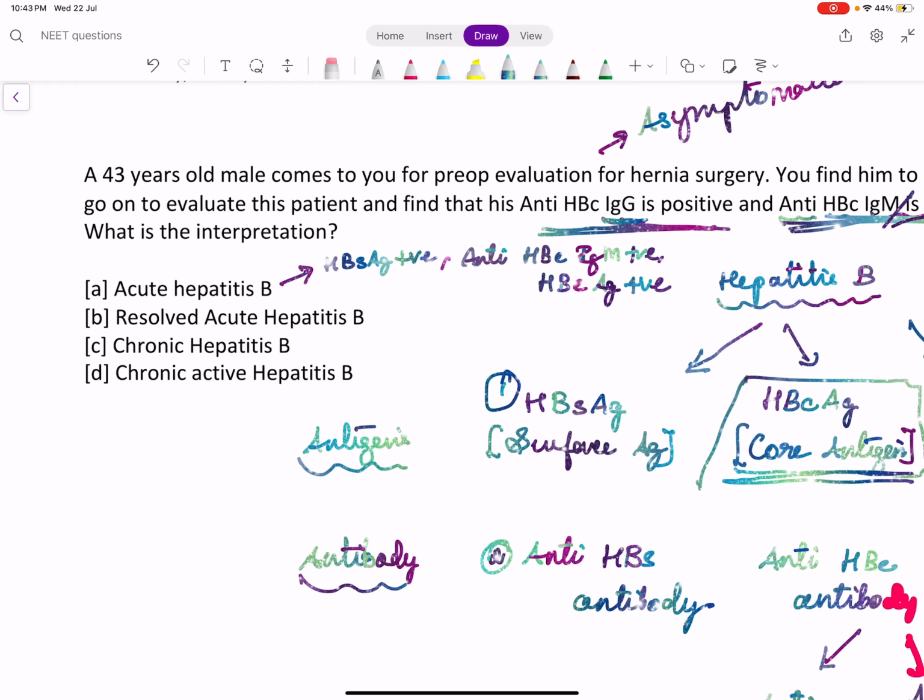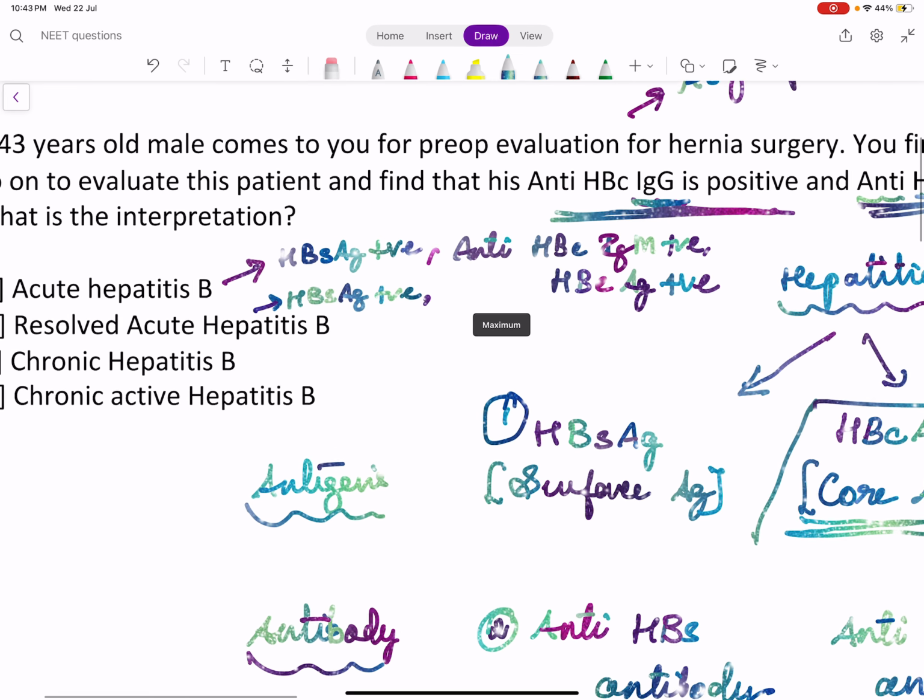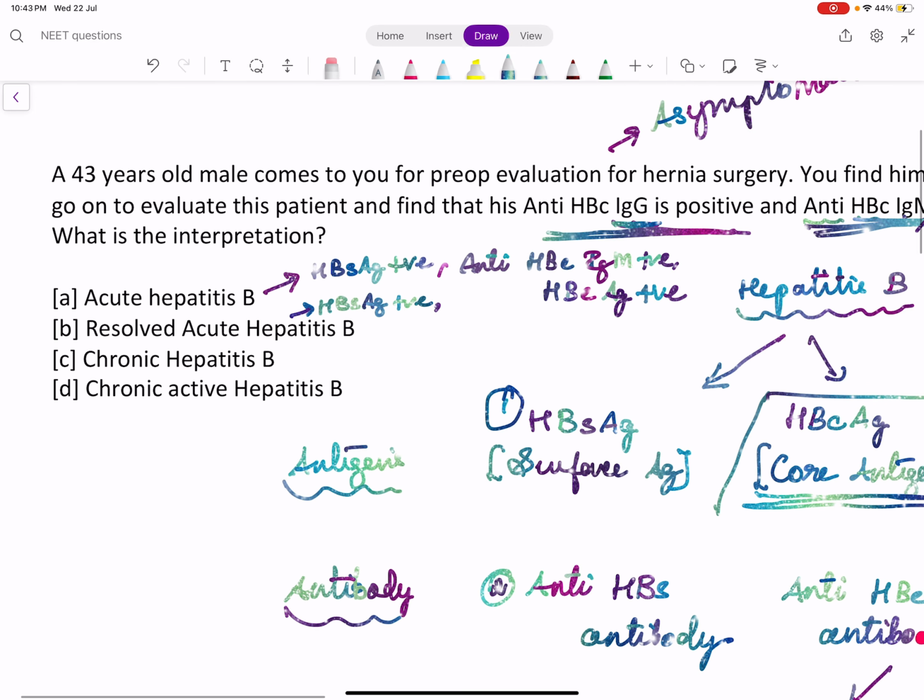What happens in resolved acute hepatitis B? So it is also an infection, so HBsAg will be positive. In late stages, it may become negative also because not all cases of acute hepatitis B will progress. Sometimes the whole viral load will get cleared. But for our sake, we'll take it as HBsAg positive. What will happen to the antibodies? Anti-HBc IgM will be negative. Sometimes anti-HBc IgG alone will persist because once resolution of IgM occurs, it will get converted to anti-HBc IgG.